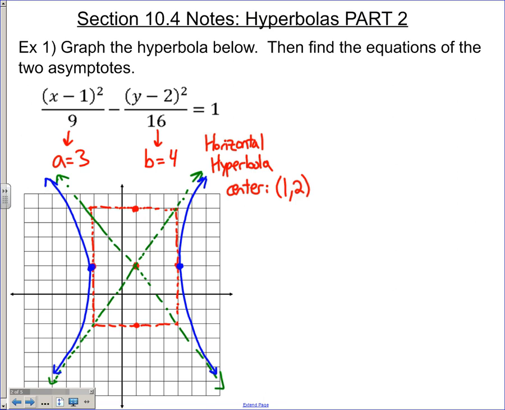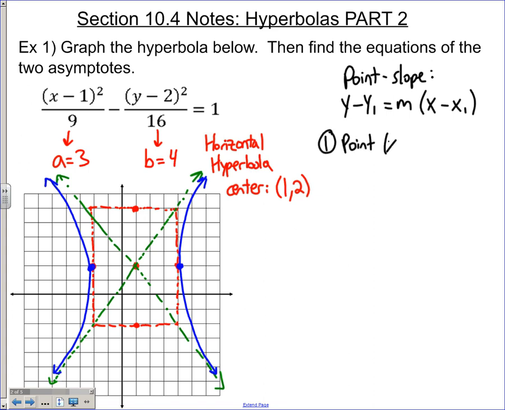Looking at those green lines, those asymptotes, I want to determine what the equation is. Recall that the point-slope form of a line looks like y minus y1 equals m times the quantity x minus x1. We need two things. Number one, we need a point (x1, y1) that's on our line. For both of our asymptotes, they go through the center, so we can use the center as our point. So (1, 2) is our point.